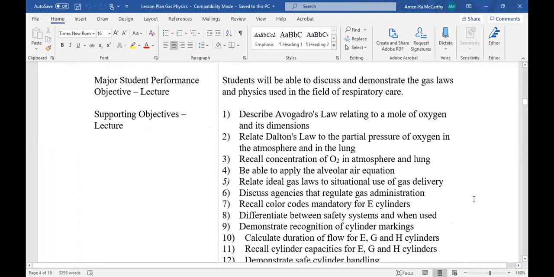All right, so students will be able to discuss and demonstrate the gas laws and physics in use in the field of respiratory care. Be able to describe Avogadro's law. So these are the laws.